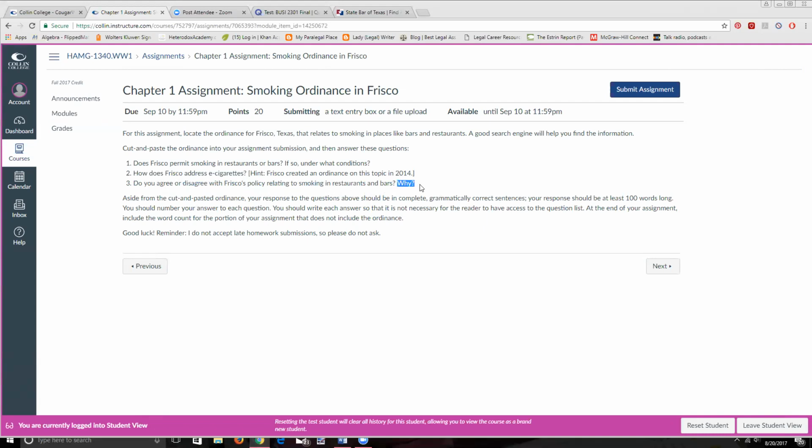So think it through. Let's say that Frisco has a particularly strict anti-smoking policy. Well, you might say, I disagree with the policy. Your why shouldn't be because I'm a smoker. You ought to present a reason that you think it's bad for the hospitality industry, or bad for patrons, or bad for the city of Frisco. Present an argument. Or maybe think it's a good thing. Then you present that argument.